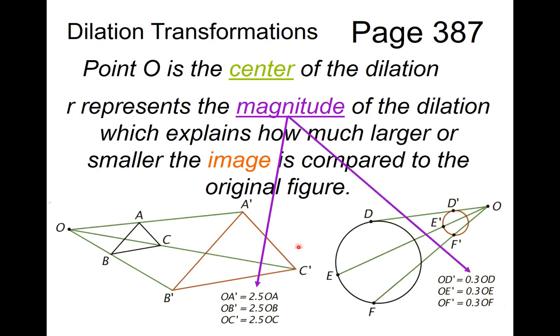If you look over at the circle here, the original is the black one. So they drew a line from the center of the dilation to different points. And then once they had those points, they built a circle on there. Now this one's obviously smaller, and it's by a magnitude of 3/10 smaller. As I said, we'll work on this with GSP on another day.